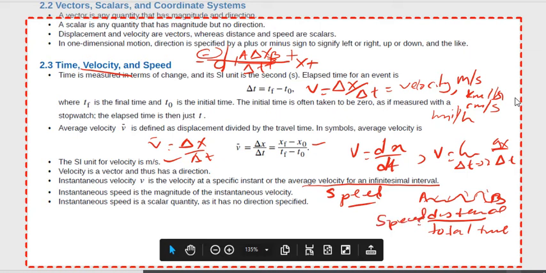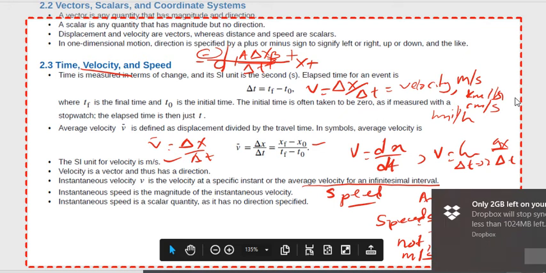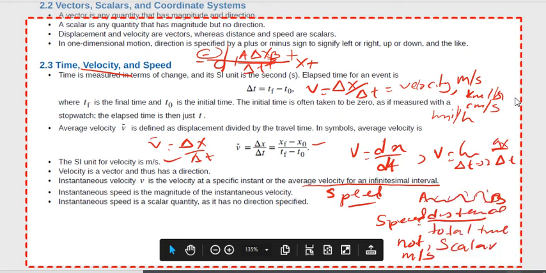We see an object is changing direction here, so the speed is not a vector quantity, it is a scalar quantity. It has got only a magnitude. The SI unit is meter per second, like the velocity. So that's it for velocity and speed.